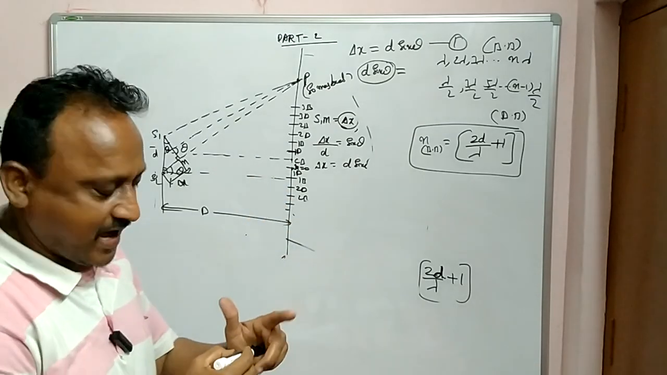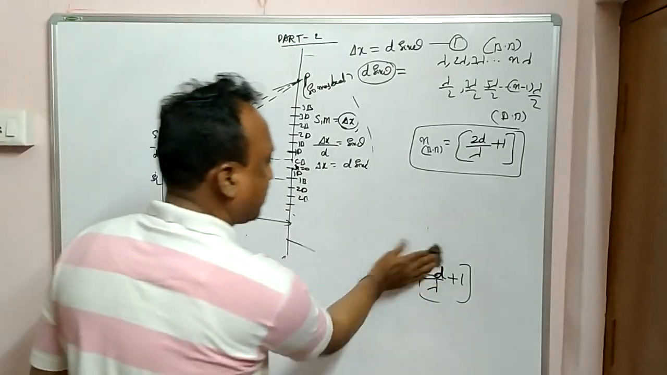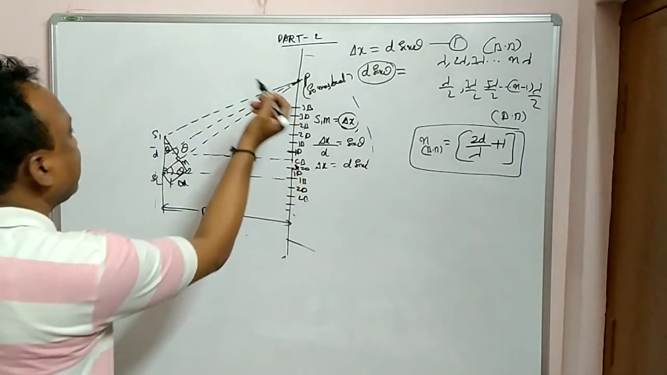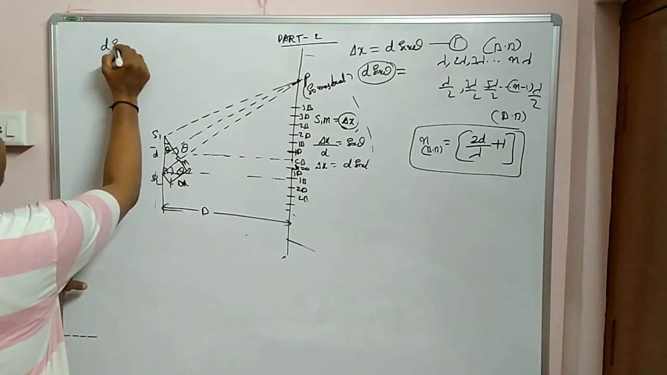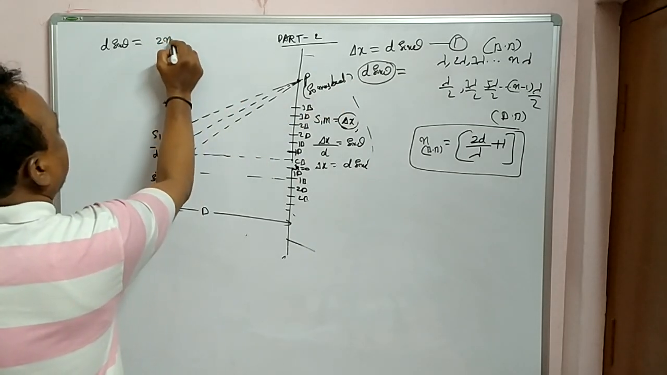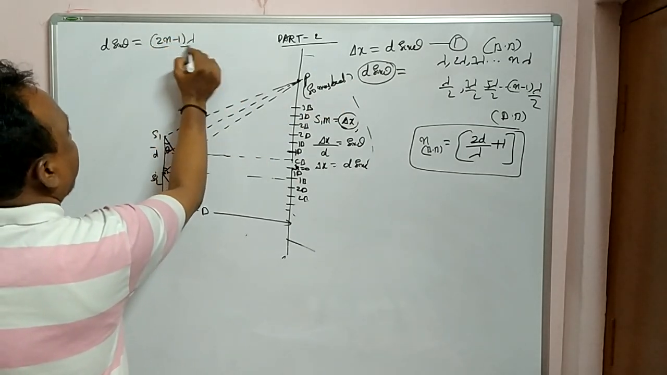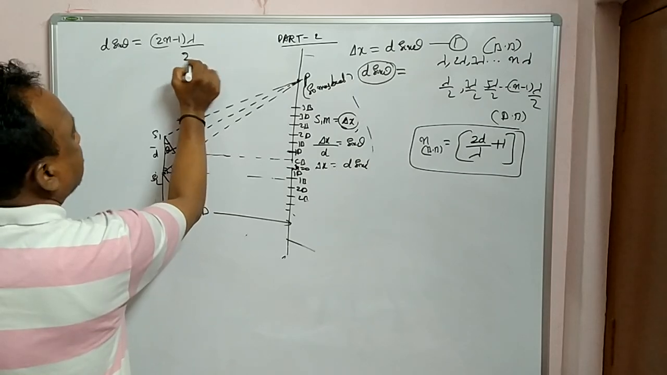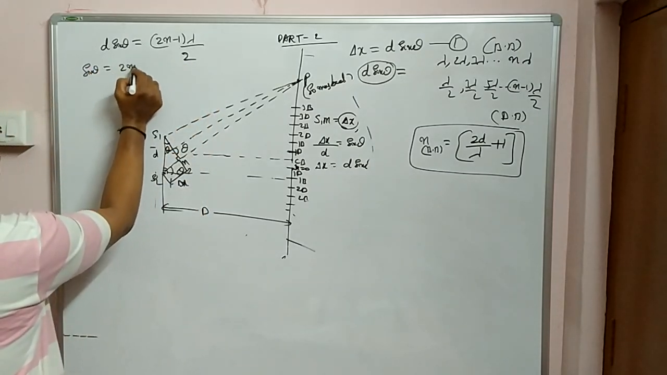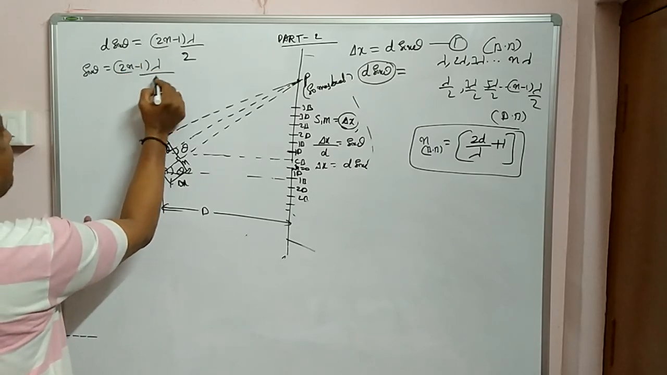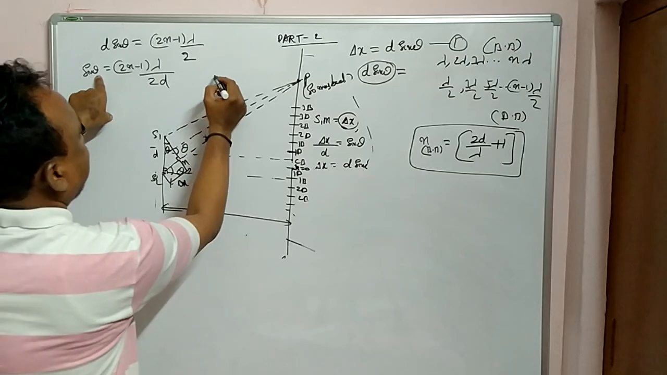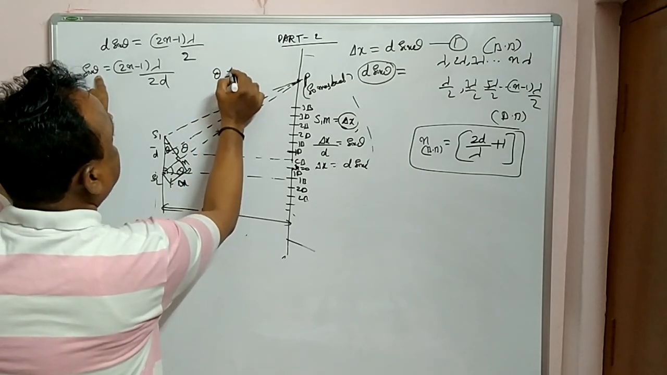Now we'll go for dark. Let's see in the same way how many dark bands are formed. So what is the formula for dark? Once again, d sin theta is equal to, what is the formula for the nth one? 2n minus 1 into lambda by 2. So from here, what is sin theta? 2n minus 1 into lambda by 2d.